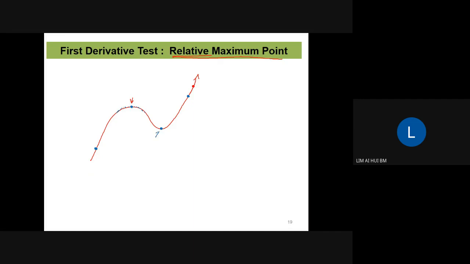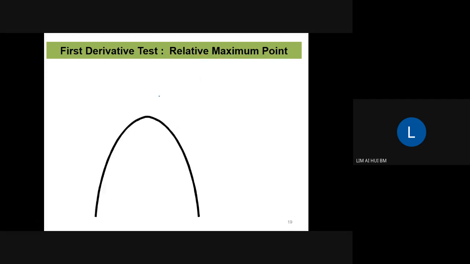This point we don't call a minimum point, because there are many points, infinitely many points, that are still lower than this point. So we cannot simply call this point a minimum point. Kita kena panggil dia relative minimum point, because compared to the points just nearby, it is a minimum. So we call it a relative minimum point. The word relative comes from here. Okay? Is that clear, class? Boleh? Boleh, madam.